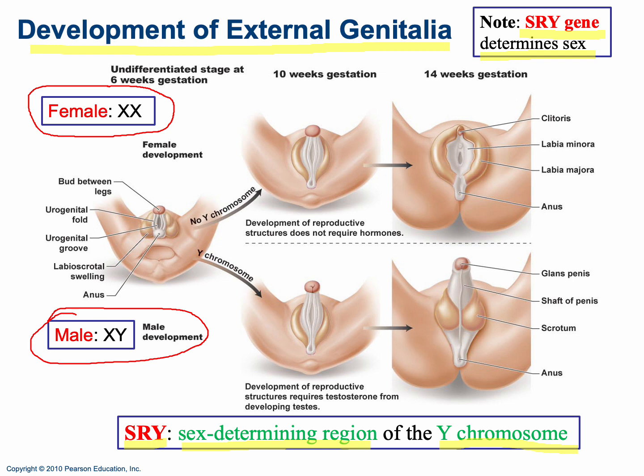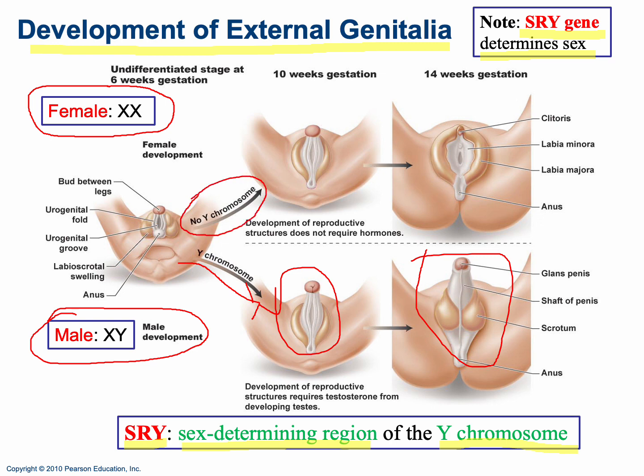So if that's the case, if the SRY gene is present, yes to the Y chromosome, then we ultimately have male genitalia, which gets formed. If no Y chromosome is present, no SRY gene present, then we have female genitalia, which will be formed.